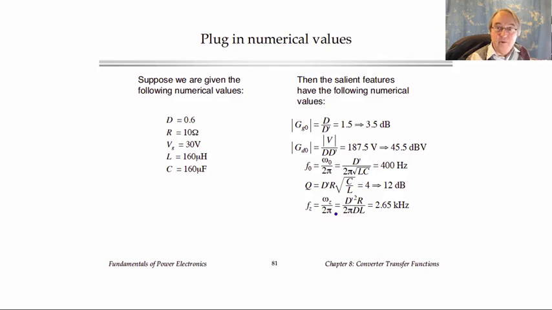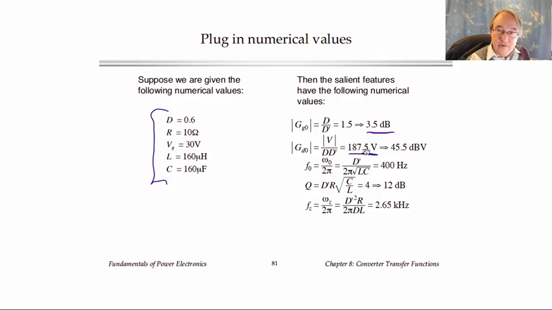At this point, if we like, we can plug in numerical values and construct a Bode plot. So I've done that here for this example using these values for the element values and the duty cycle. So if you plug those into our expressions, you get these quantities. So the DC gain of GVG is 3.5 dB or 1.5. The DC gain of the control to output transfer function is 187.5 volts.